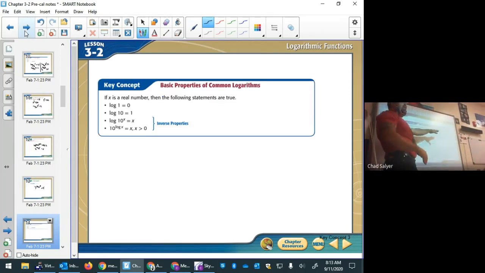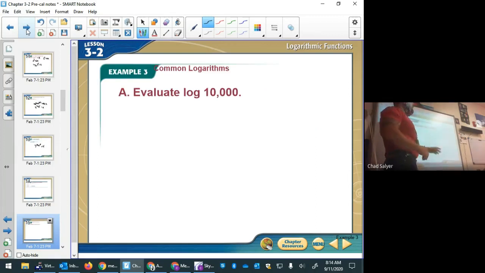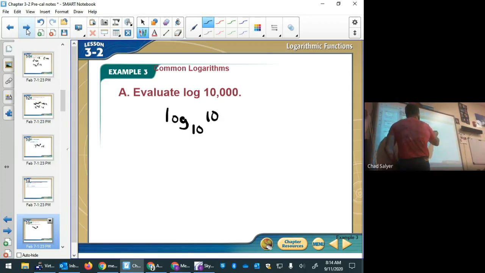So these are the same properties we discussed except for the common log. So they don't need to be noted a second time, but know that they apply to the common log as well. So when no base is listed, we understand the base to be 10. So the question here is 10 to what power is 10,000? Well, you just count the zeros. 1, 2, 3, 4.